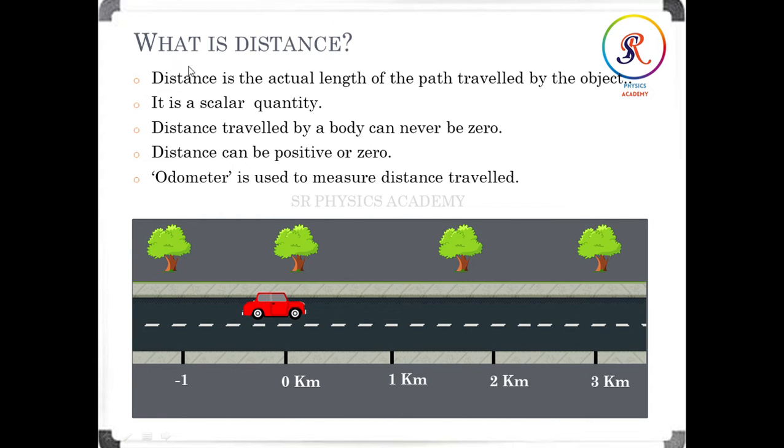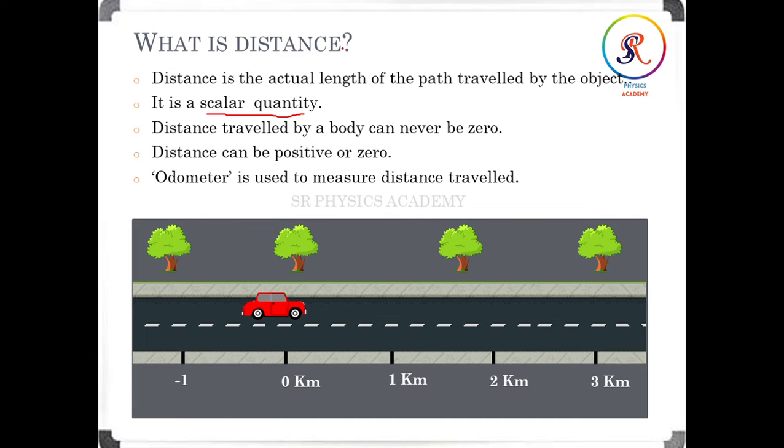So now we know what distance is: the length of any path travelled. This is a straight line path. So the length of any path travelled by an object is called distance. Now we know that distance is a scalar quantity. What is the meaning of scalar quantity here? It has only magnitude, no directions. We are not specifying any direction here.